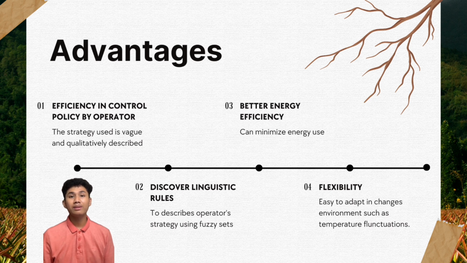Next, we can discover linguistic rules in the fuzzy algorithm. These rules are obtained from an experienced human process operator. For example, if the increase in temperature is big, then decrease pressure a lot. Else, if the increase in temperature is low, then decrease pressure a little. These linguistic rules will help other operators to take good care of their warm water plant.